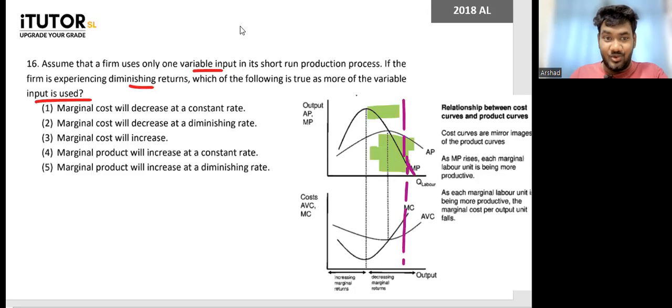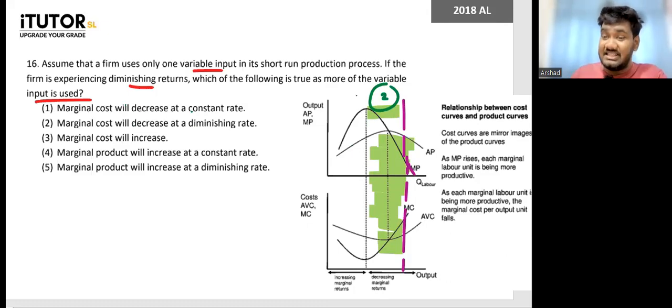So this whole green area is my second stage. This is stage number 2, where you have diminishing marginal returns. If you know the diagram, this is a very easy one, guys. Look at this diagram and see what is happening.